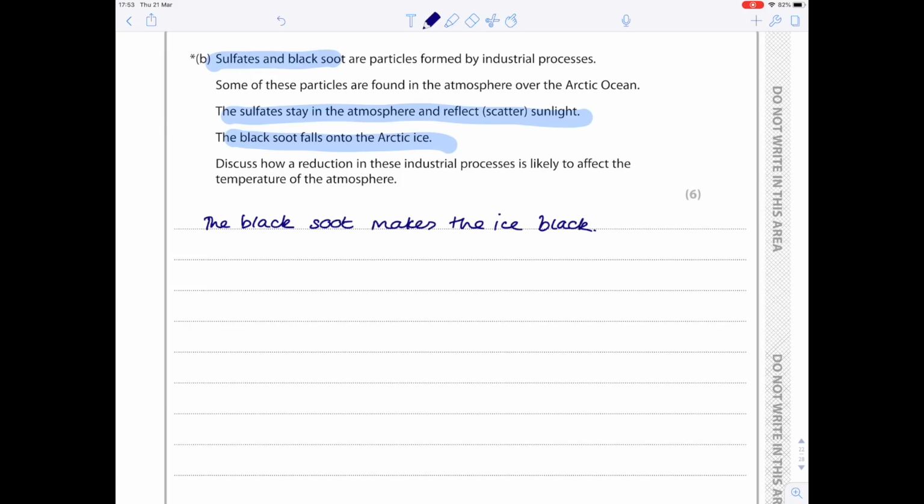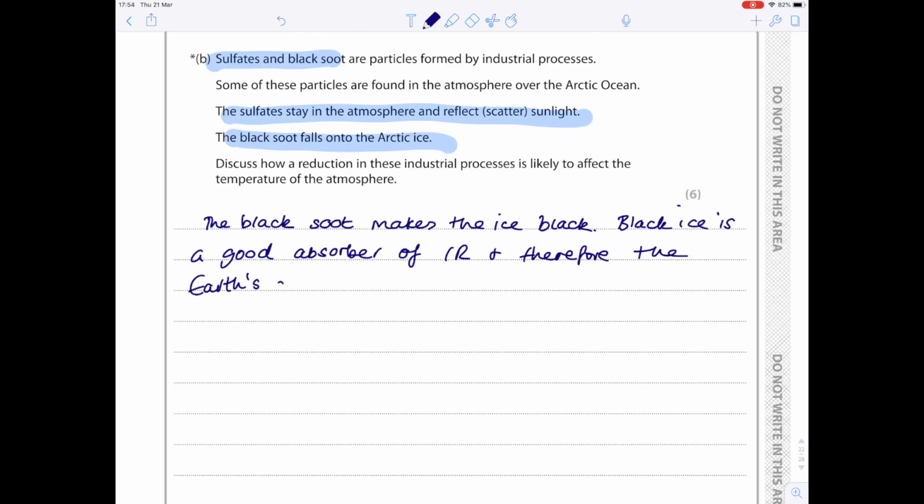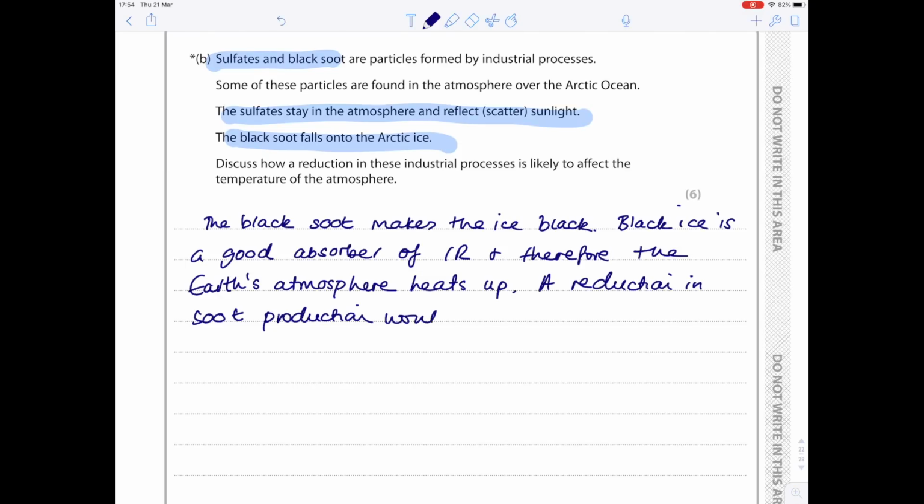So the black soot makes the ice black. Black ice is a good absorber of infrared radiation, and therefore the Earth's atmosphere heats up. A reduction in soot production would therefore reduce how much the Earth heats up. So we're answering the question here.